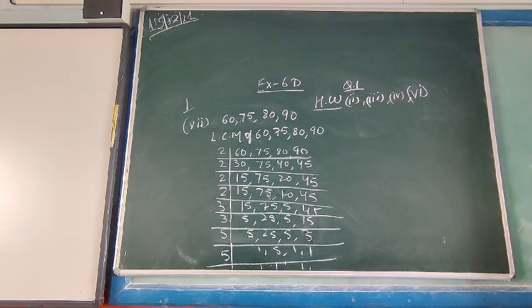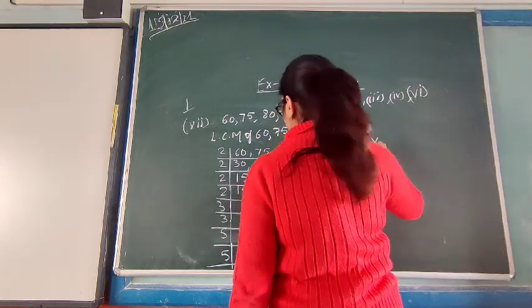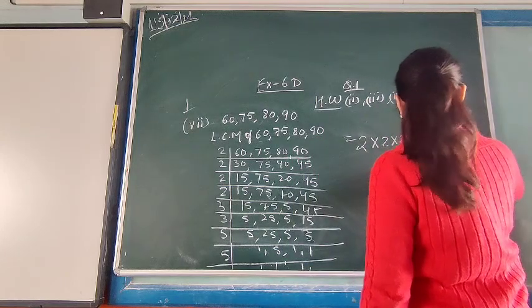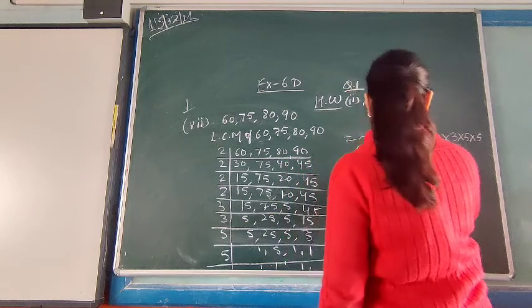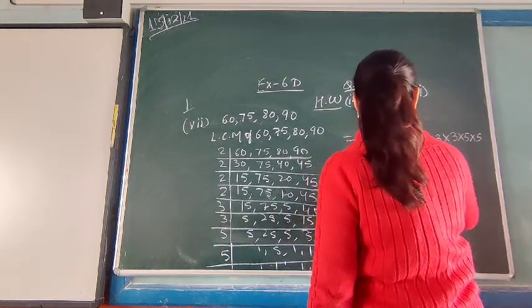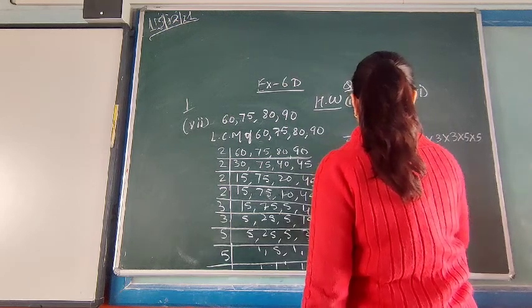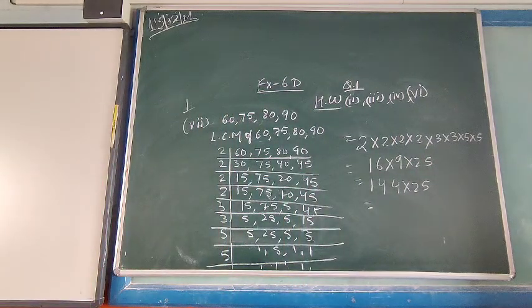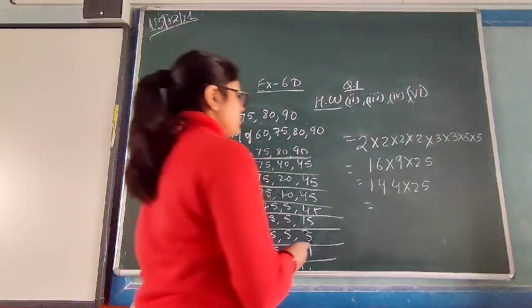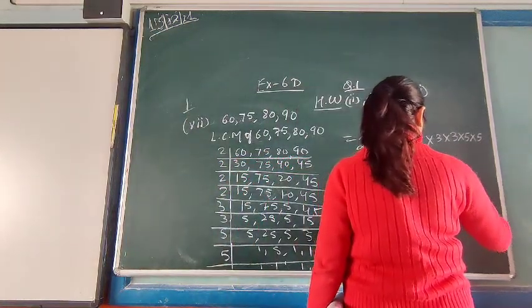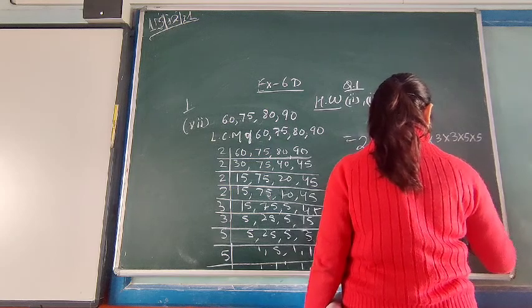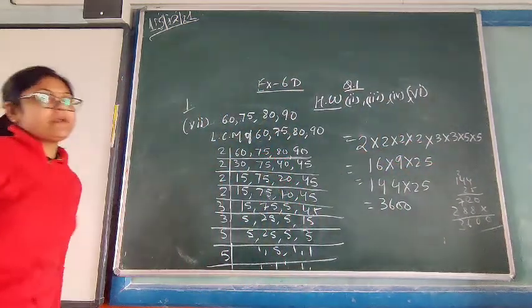And then you will multiply all the divisors: 2 coming 4 times, 3 coming twice, 5 coming twice. 2 2s are 4, 4 2s are 8, 8 2s are 16, 3 3s are 9, 5 5s are 25. 144 into 25. Answer will come 3600. Please copy it fast.